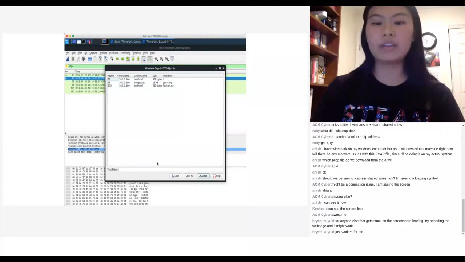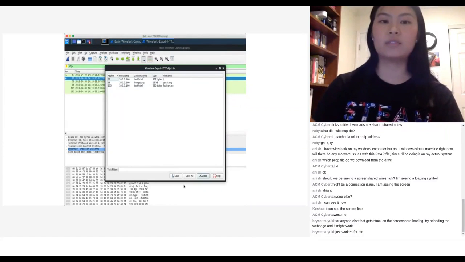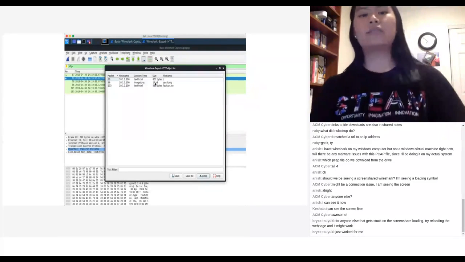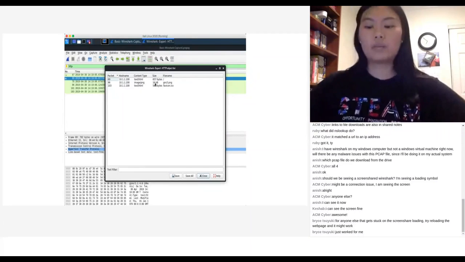But be aware that if you click Save All, it'll literally download onto your host machine or whatever computer you're using. So you do want to be aware of that. I like to use export objects just to see if there are any dangerous files. That's how you can look for indicators of compromise.